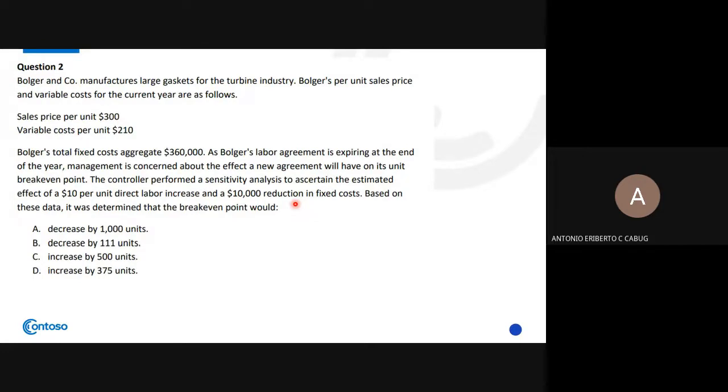Enter your answers now. Ang pinakamabilis na gawin dito, calculate the break-even point before and after. Just calculate before and then after. Originally, it was 360K divided by 300 minus 210, $90. 360K divided by 90 is 4,000 units.